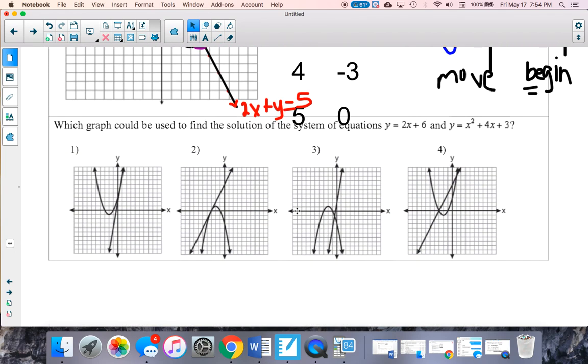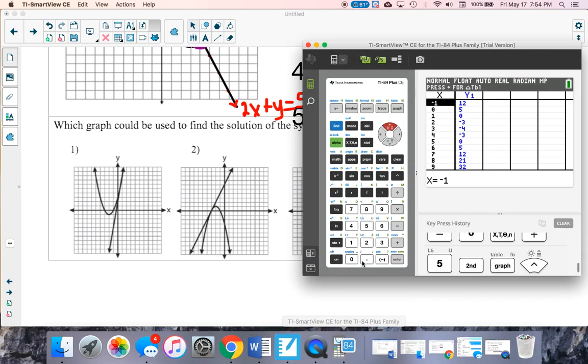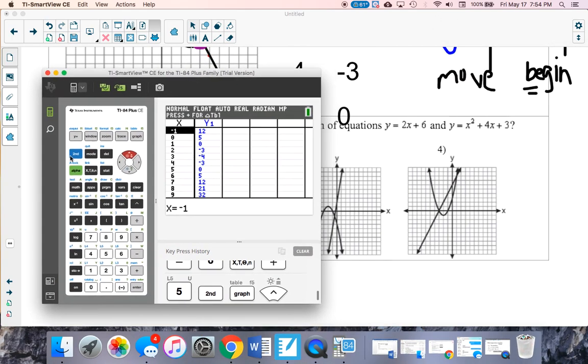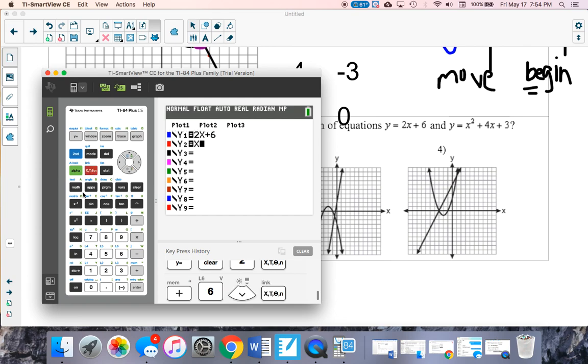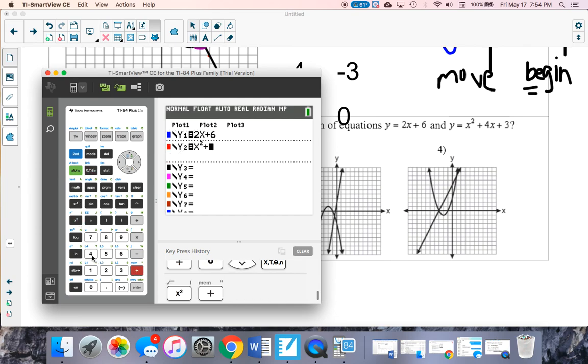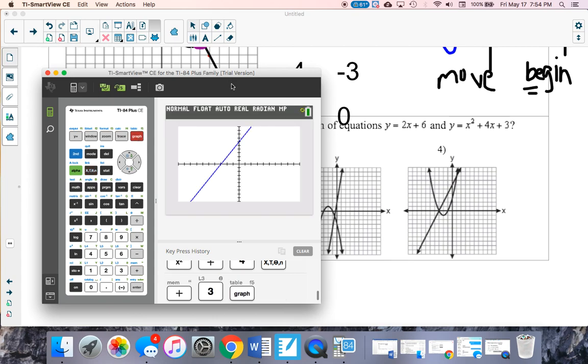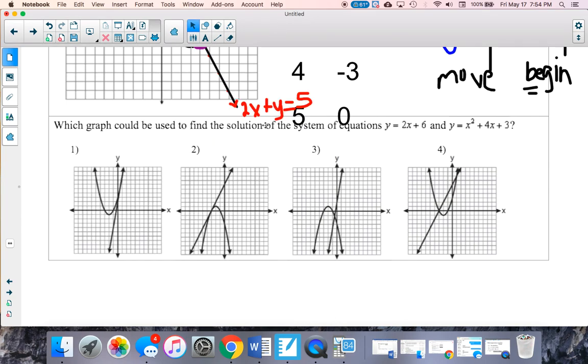Okay, let's keep going. Which graph can be used to find the solution of the systems of equations? Alright, this one's really easy because all you have to do is go in your calculator. And let's plug in the first one. We said the system of solutions is where they intersect. So, 2x plus 6 and x squared plus 4x plus 3. Graph. Let's compare. So, I noticed that, first of all, my U shape is upright, like a smile. So, let's eliminate these two.